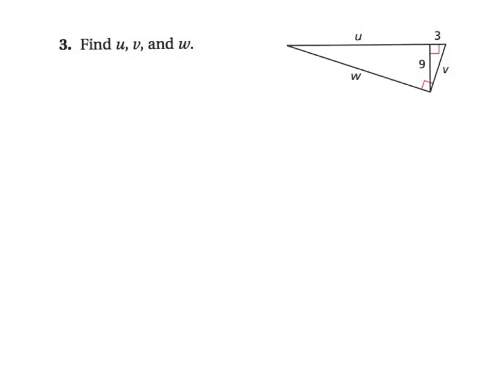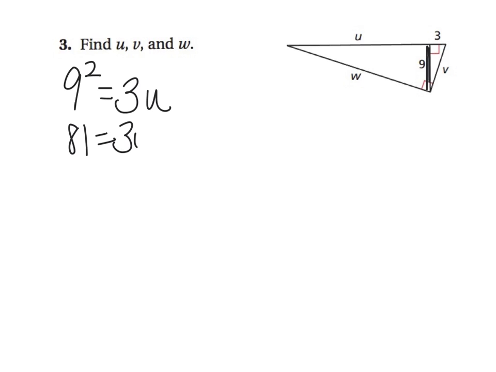Here's another example that, if you want to do, you can. Otherwise, you can skip this part of the video, or you can pause it and try it yourself. So I am first going to find, well, here we have 9, so we know 9 squared equals 3 multiplied by u. So that would be 81 equals 3u.